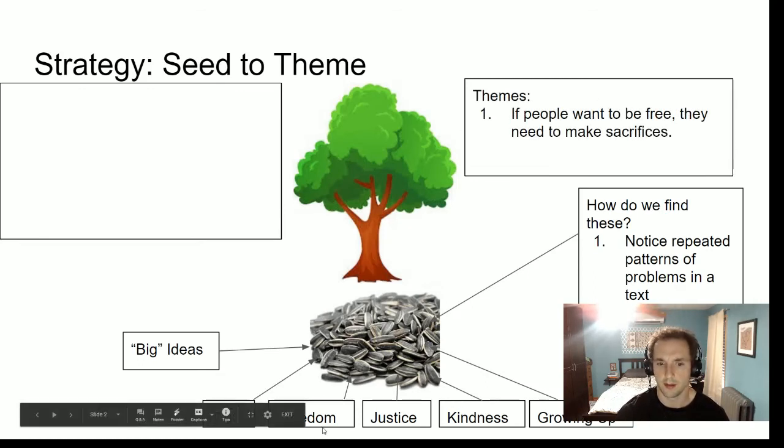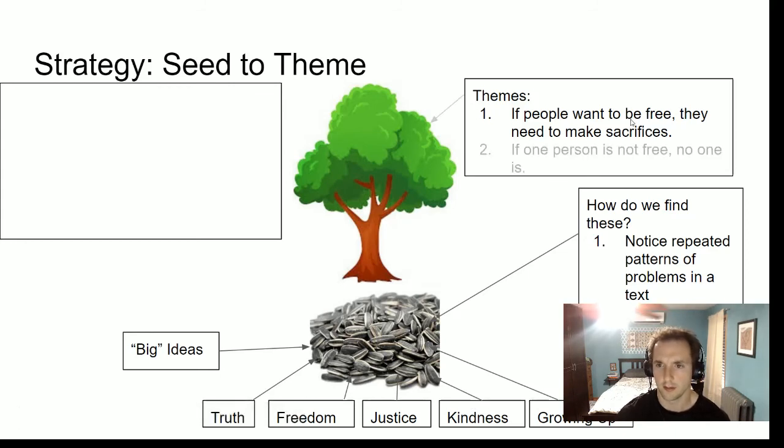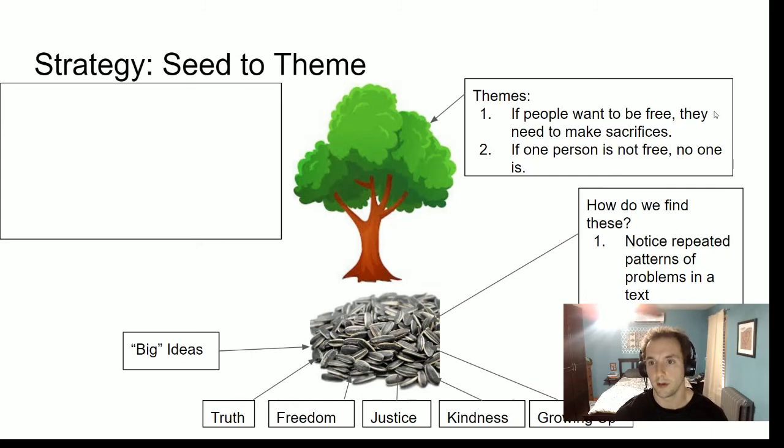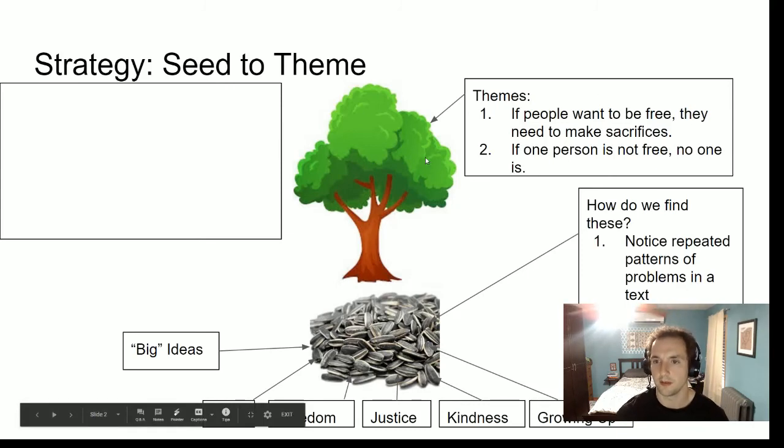So we take these seeds and then they grow into full themes. These examples are from freedom. A theme is not just freedom. A theme is, if people want to be free, they need to make sacrifice, or if one person is not free, no one is free. And so these are full theme statements that were taken from this big idea of freedom.